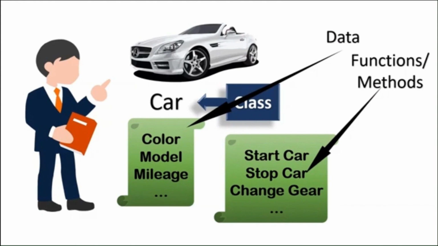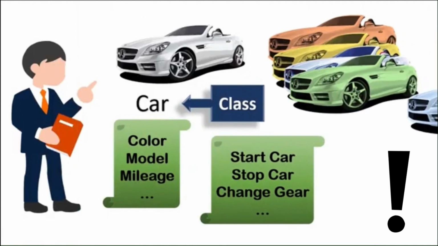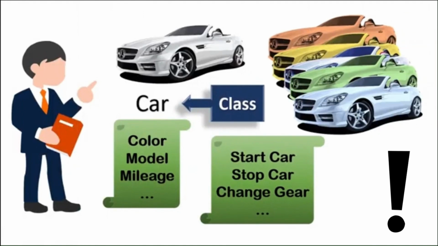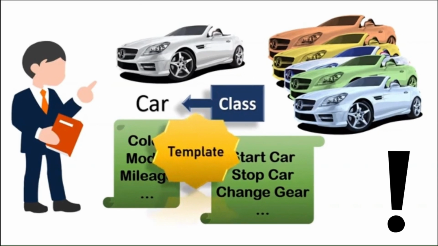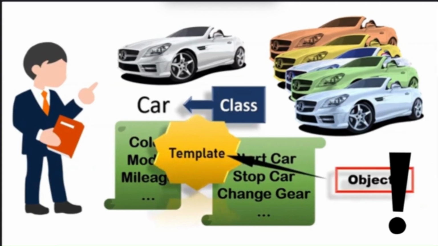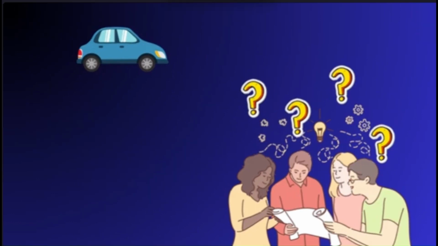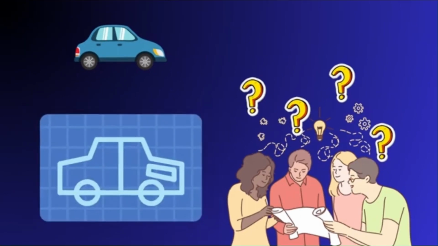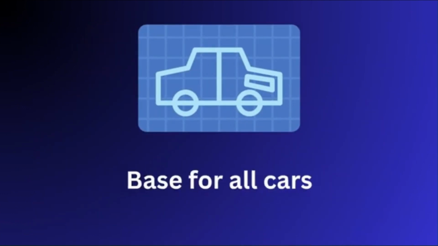With this base, we can make as many cars as we want. So the car class works as a template, and with this template, we can make objects. For the car, we need to decide the color, brand, or model. So we create a blueprint for the car, and this is the base of all cars.